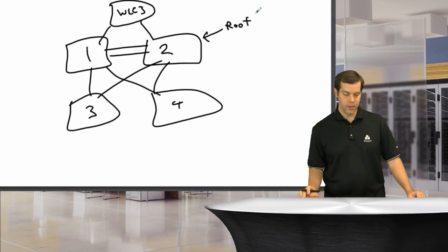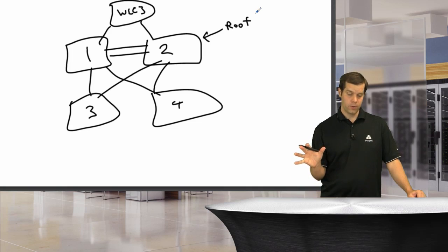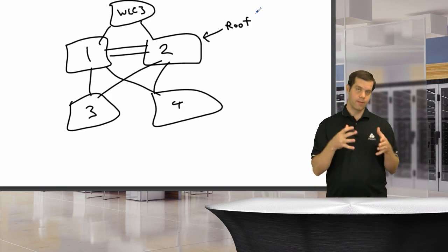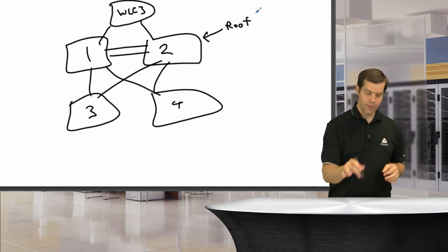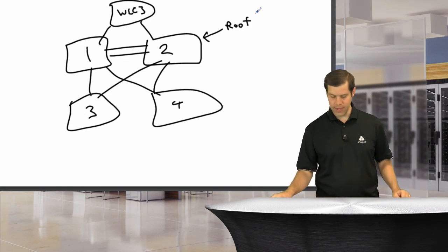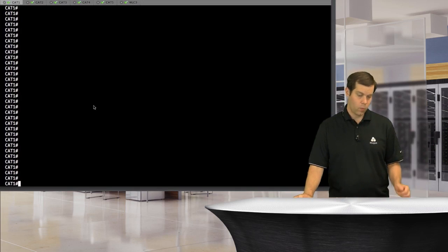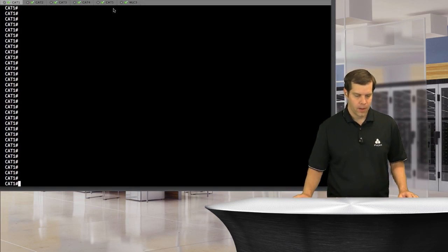This is who we want to be our root. So really all we're going to do is make sure that as we configure priorities, switch 2 has the lowest priority. And then as we send out these BPDUs across, everyone's going to realize, okay, this is the root, and everyone will defer to that. So let's go ahead and look at our switches and see where we're at by default here.